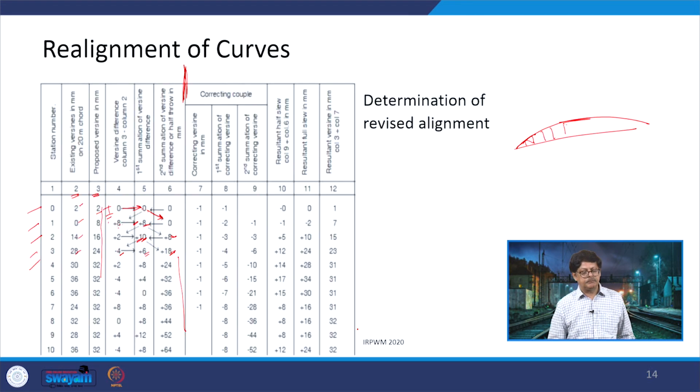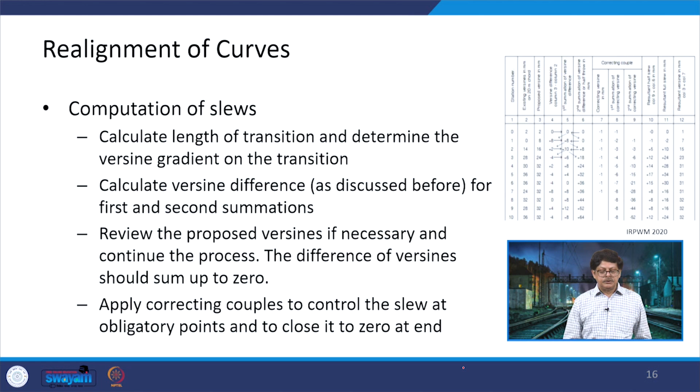Here the correcting couples are going to be applied in terms of correcting Versines in column 7, and a uniform correcting Versine of minus 1 mm has been applied here. So, calculating the length of the transition and determining the Versine gradients on the transition, we calculate the Versine differences. We already talked about the first and the second summations. Then review the proposed Versines if necessary and continue the process. The difference of the Versines finally should sum up to 0.